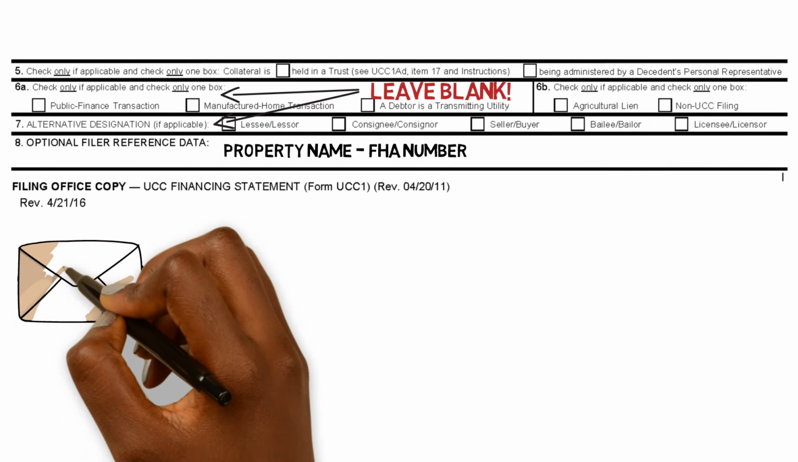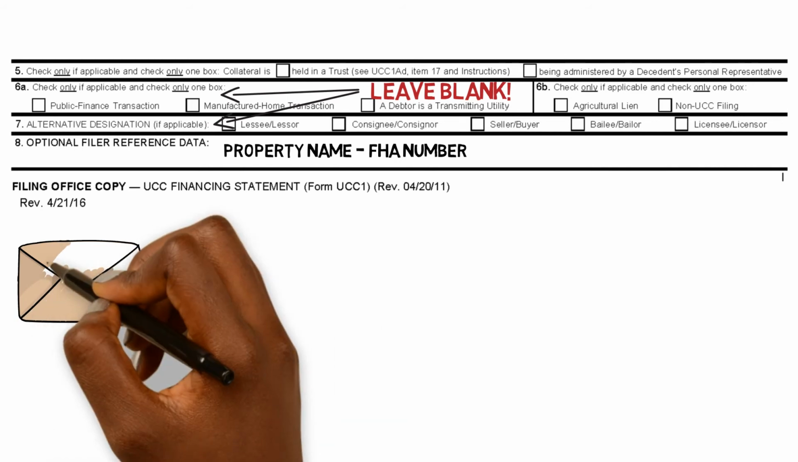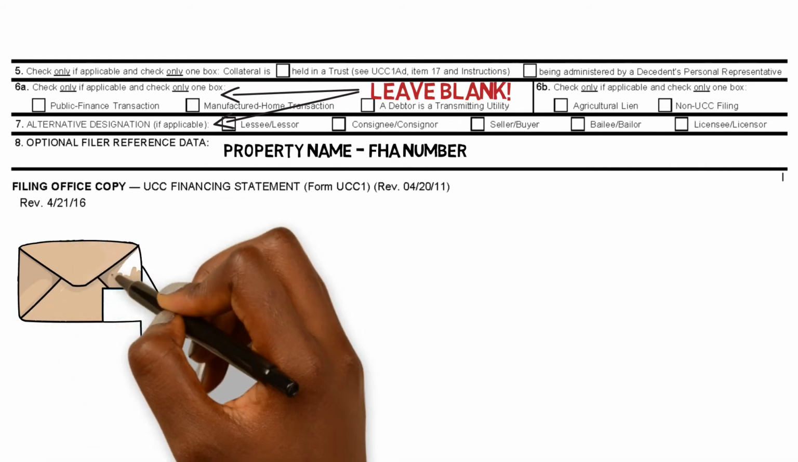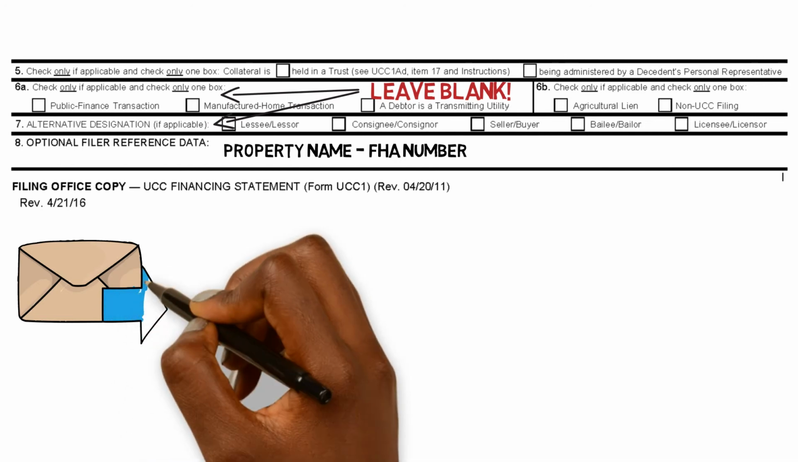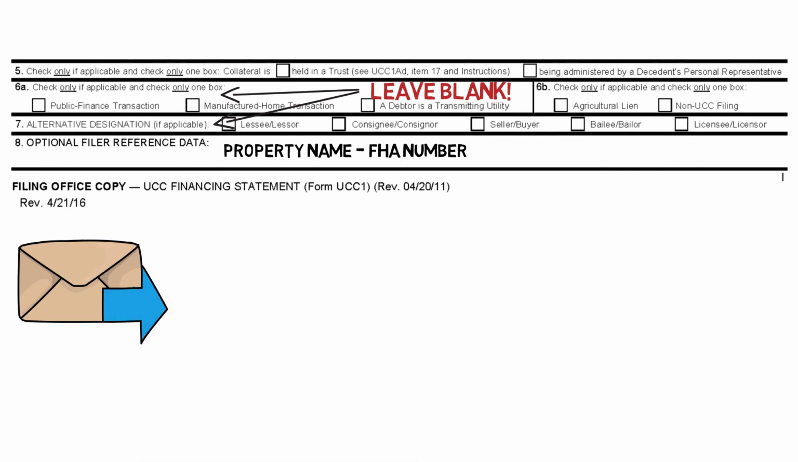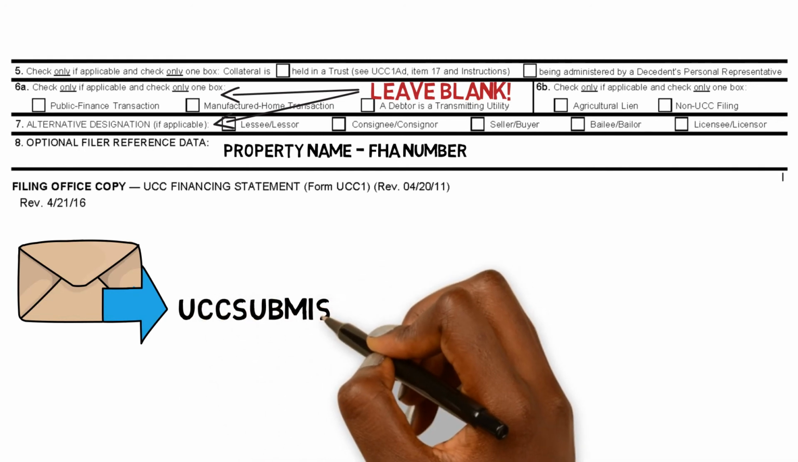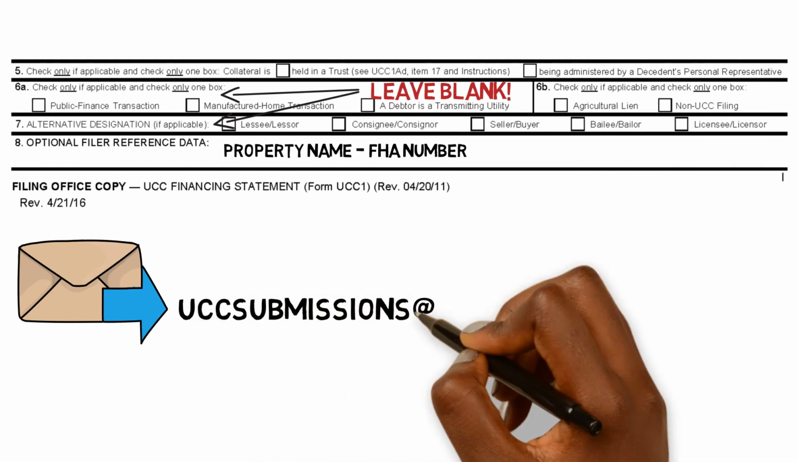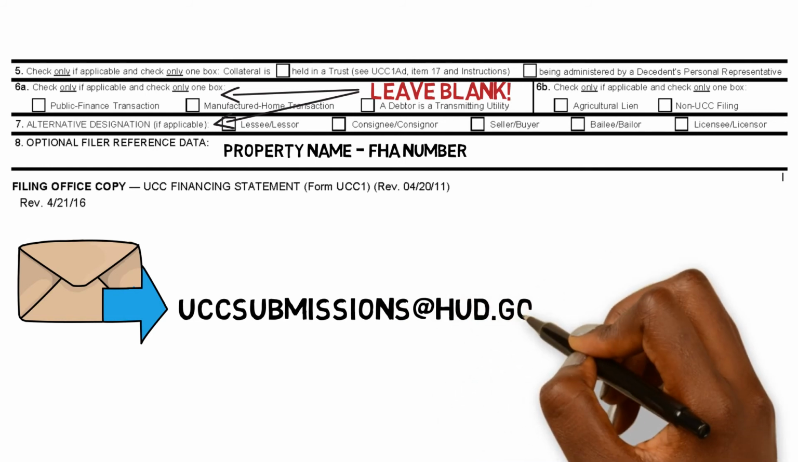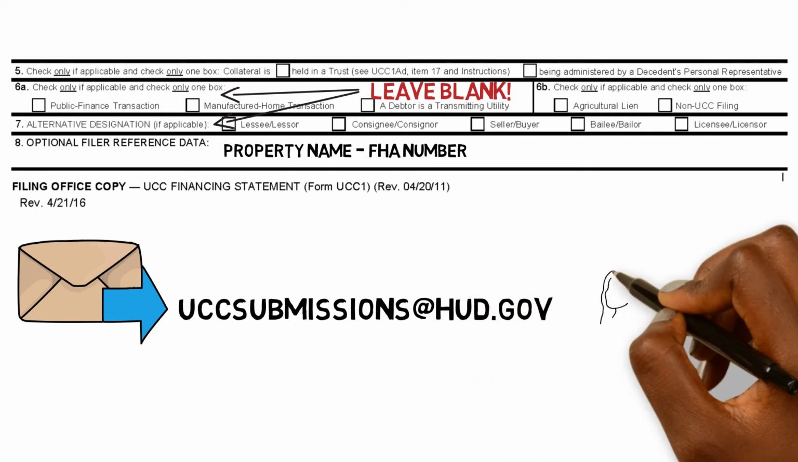After the UCC financing statement has been completed, submit it to your state according to the instructions provided by the state. You must then also email a copy of your completed UCC to the UCC Central Mailbox at uccsubmissions@hud.gov. Complete your UCC today.